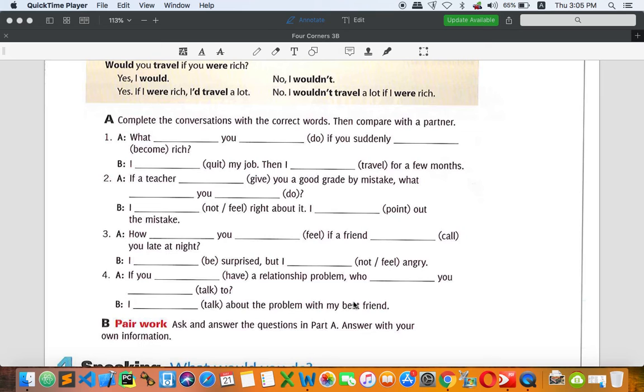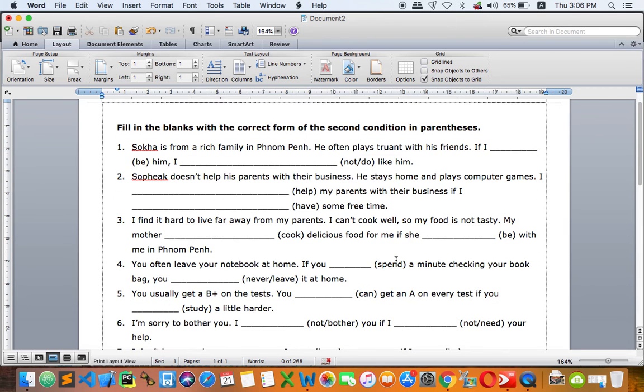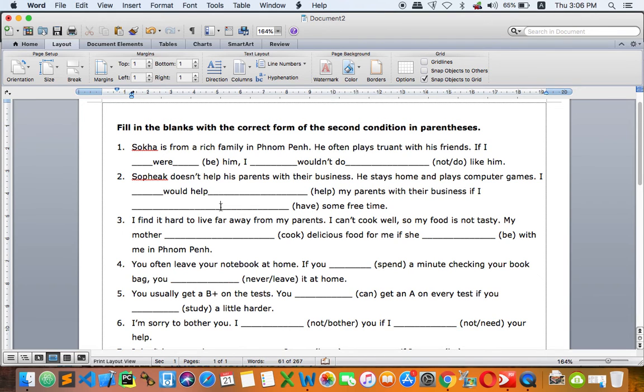Okay, so hopefully you get the answer, but don't worry, I will write down the answer for you so that you can check and compare your answers. And now let's go to another piece of your homework. Here I asked you to fill in the second conditional form. So the first one, we use past simple, and for to be we have to use were with all subjects. So if I were him, I wouldn't do like him. And then the main clause: I would help if I had.